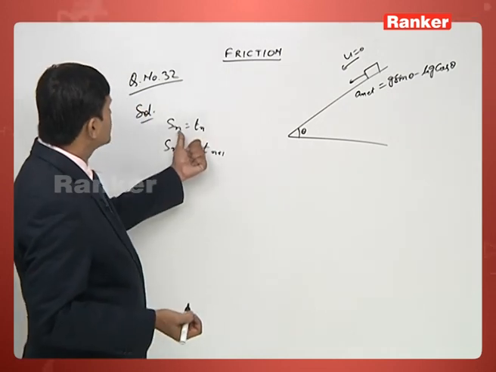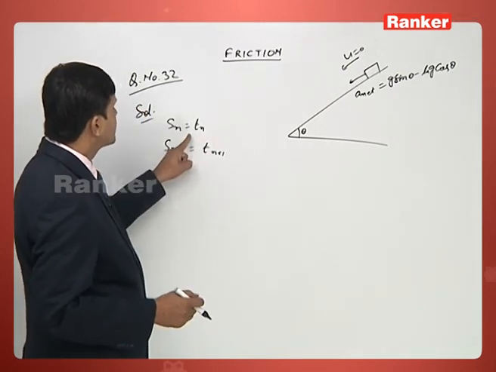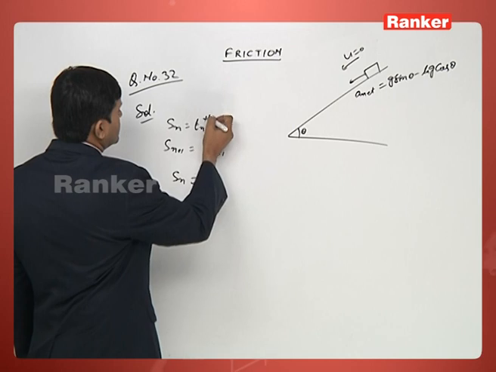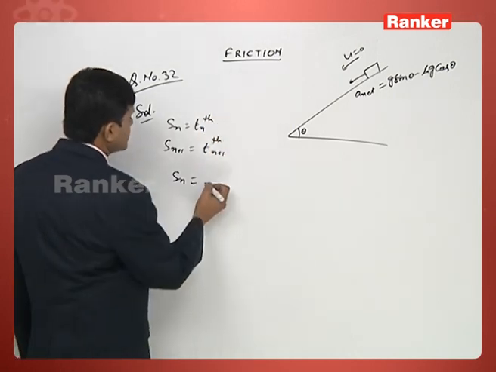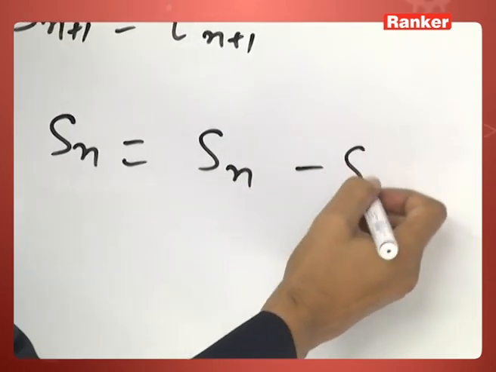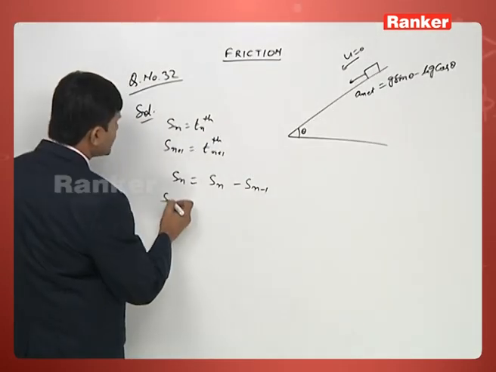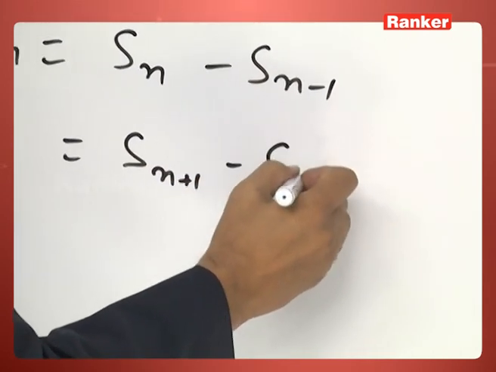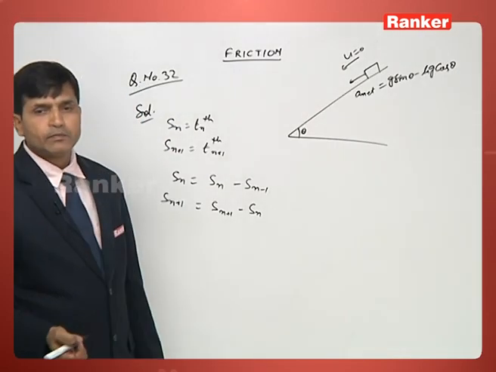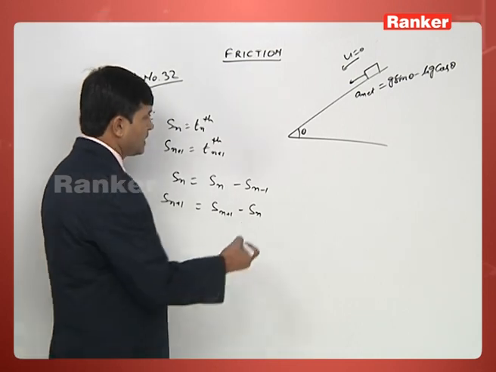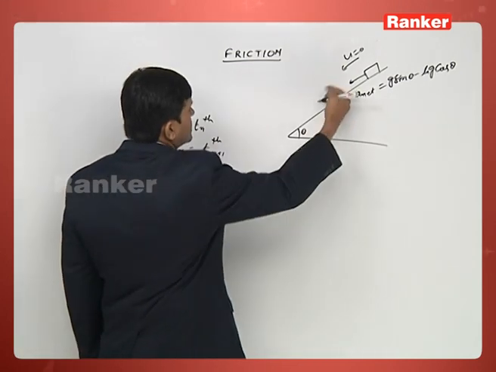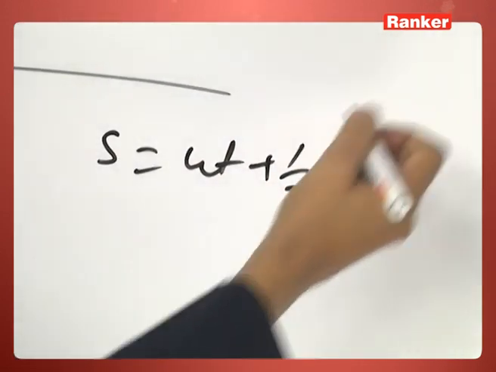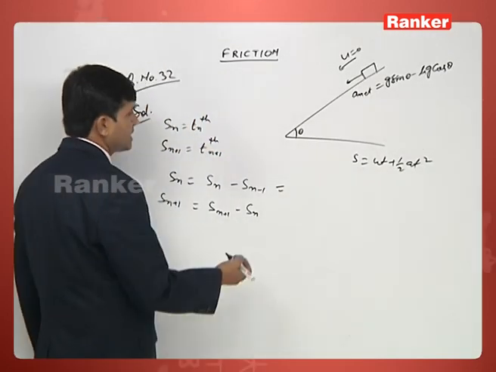So what we will do, Sn means distance traveled by the particle in the nth second. Sn is equal to the distance up to n minus the distance up to n minus 1. And Sn plus 1 means here the distance up to n plus 1 minus the distance up to n. So these are the main points which we have to calculate. See, same method, as we know S is equal to ut plus half at square. Same thing we are using here.